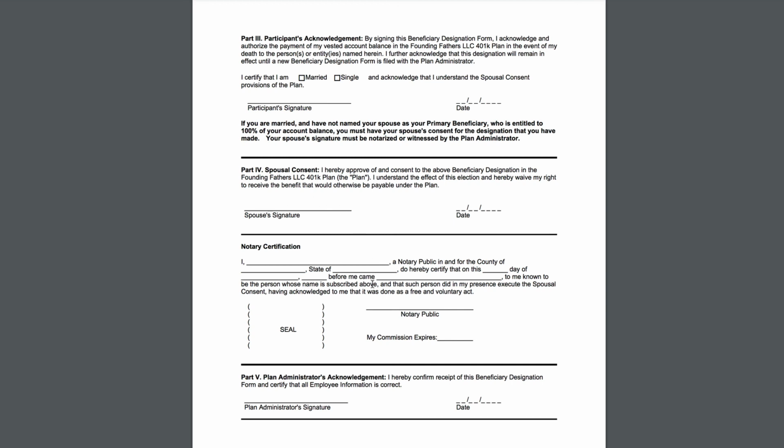If you are unmarried, then this notary is not required, because this is only for waiving spousal consent. If you are married and your spouse is the primary beneficiary, this form does not require notarization. If you are married and you are choosing someone other than your spouse as the primary beneficiary, your spouse needs to sign in part 4, and you need to have this notarized. And then you'll always want to sign in part 5 because you are the plan administrator.